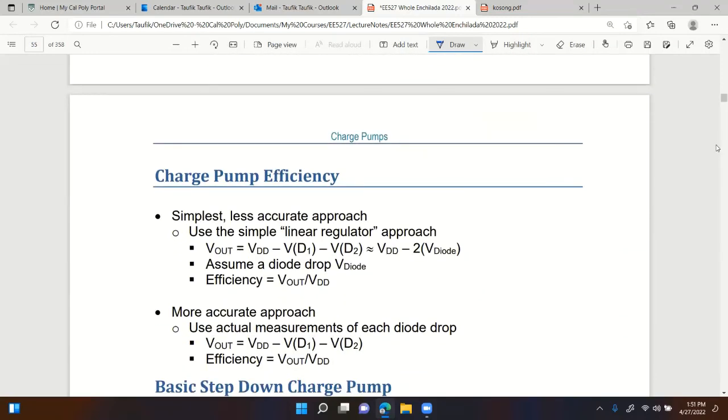Any questions on this? No. How do you get the efficiency of the charge pump?